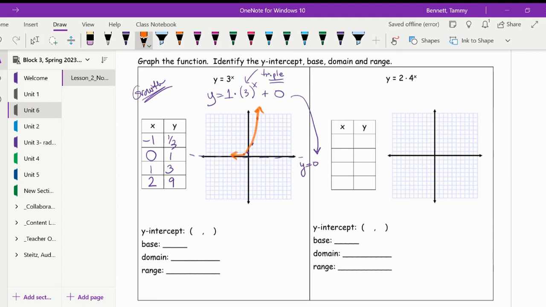What is the y-intercept? The y-intercept is when you let x equal 0. So when x is 0, we can see that the point is right here. So my y-intercept is (0, 1). My base number is 3. My domain, I can put anything in for x, so it is all real. And my range is 0 to infinity, because it will never reach 0, but it goes to infinity.